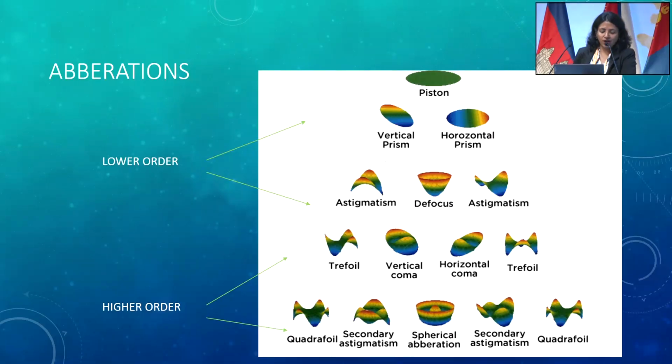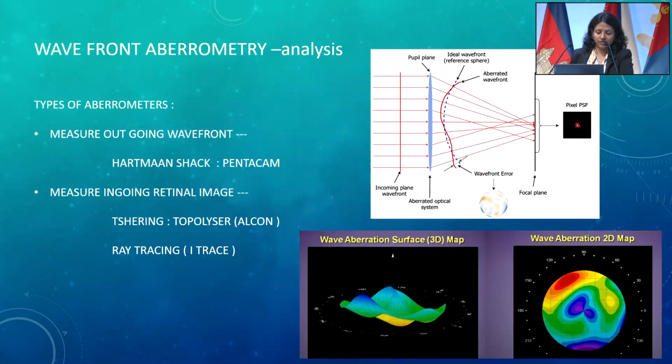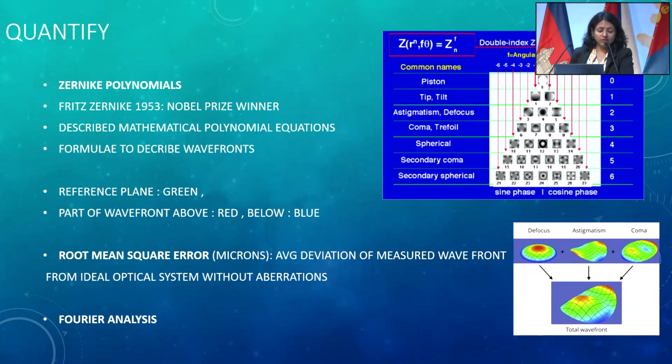Okay, coming to the higher order aberrations, I'll quickly touch upon the ones which are practically relevant here. That is coma and, most importantly, spherical aberrations in cataract surgery patients. Wavefront aberrometry is actually used to know the total aberrations of the eye, and we quantify them using Zernike polynomials and Fourier analysis.